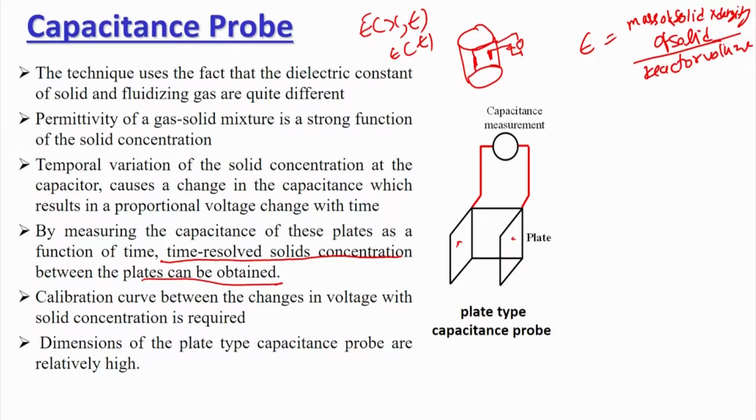Suppose for a cylindrical column where the diameter is d, this reactor volume will be pi by 4 d square into hs, where hs is the height of solid in the bed. So you can find the solid fraction of a packed bed, and for that you can measure the capacitance, or the voltage recorded for that solid concentration. So you can prepare a calibration curve, and based on this 2-point calibration you can calculate the volume fraction or solid fraction inside.